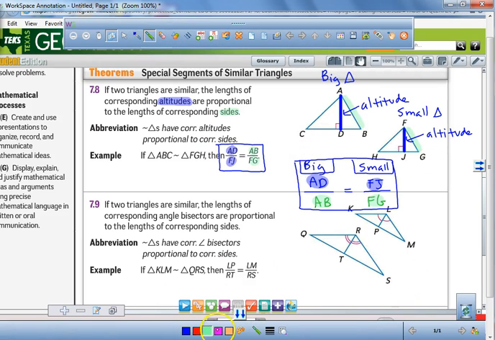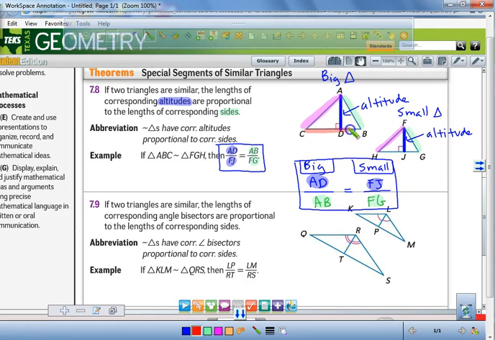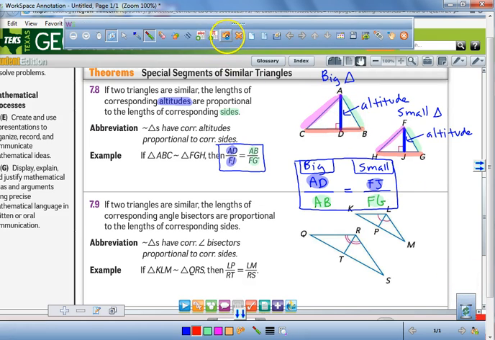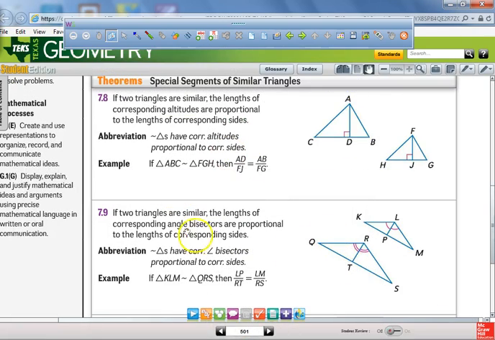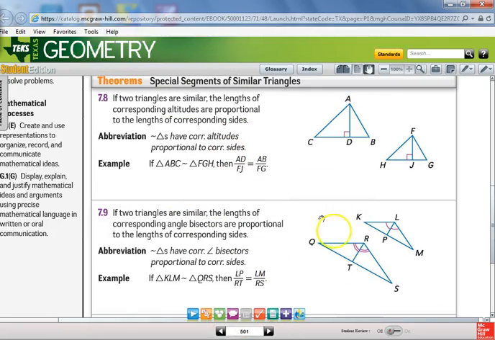Just remember, just because the book used A to B, you could have also compared what? A to C to what? F to H. Or you could have used B to C and compared it to H to G. So just because the book used this side doesn't mean that's the only corresponding side. Okay? You can use whichever sides you are allowed to compare. Now we're going to go down to 7-9. Okay? We're going to take a look at that.